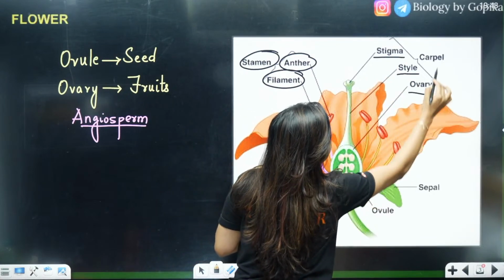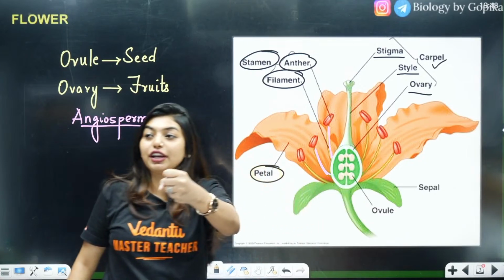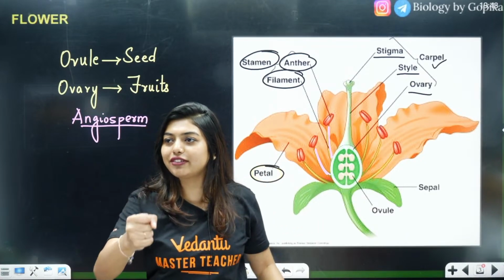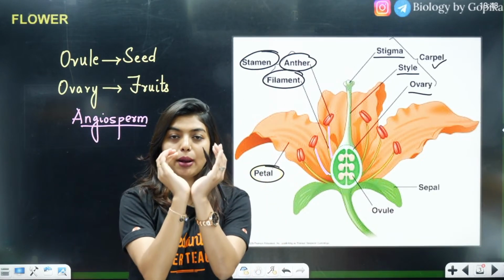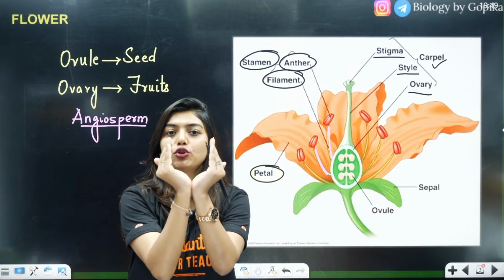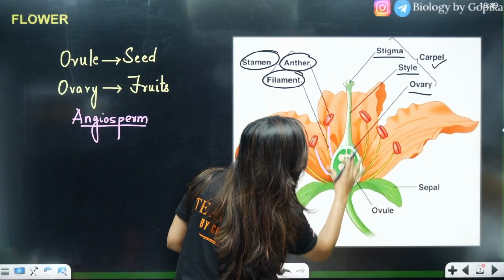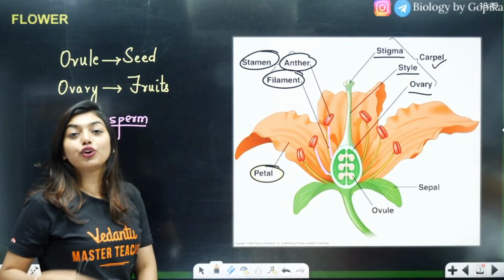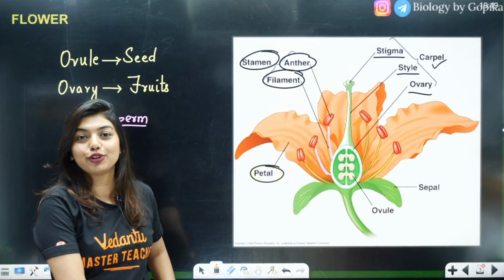Stigma, style and ovary together form my carpel or pistil. The portion where you hold the flower is what your pedicel is, and above that you have a swollen portion called the thalamus. Inside this ovary your ovule is going to be there, and this ovule is going to form the seed.